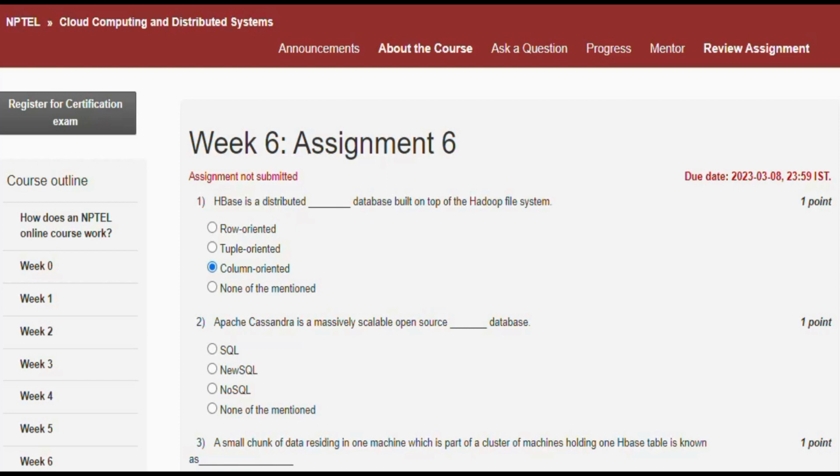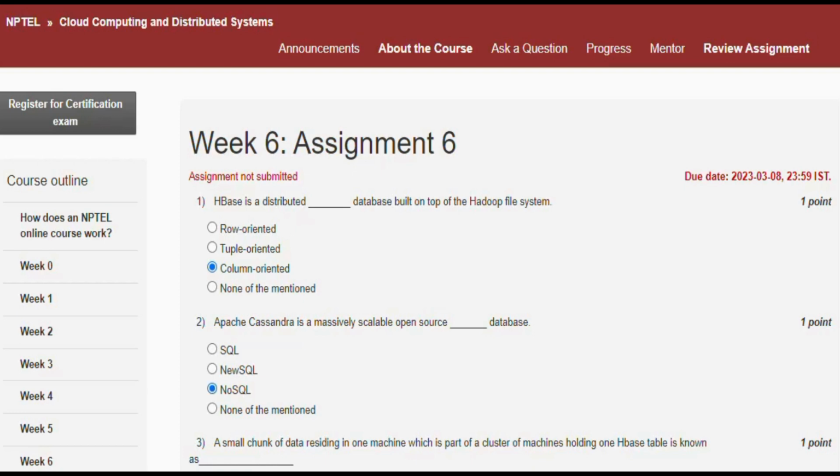Now next question is question number 2. Apache Cassandra is a massively scalable open source dash database. Options are SQL, new SQL, no SQL, none of the mentioned, and that will be no SQL. That means that's the correct answer. So I select no SQL.